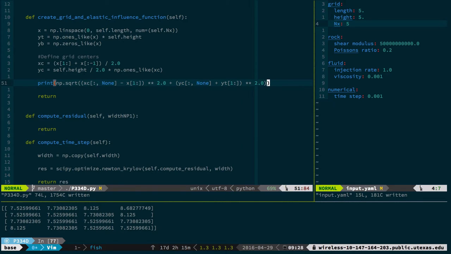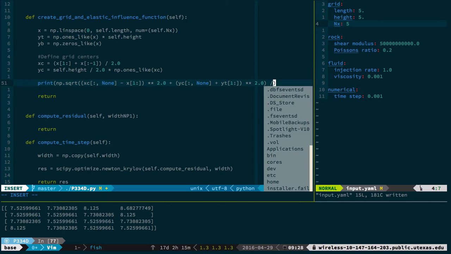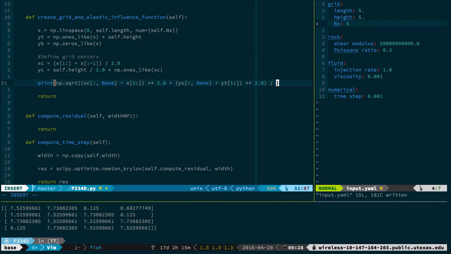So basically, I'm going to divide by the multiplication of those. So these two terms multiplied together.